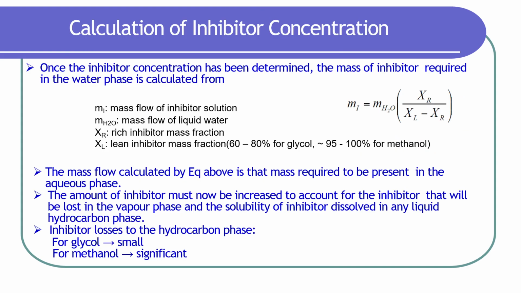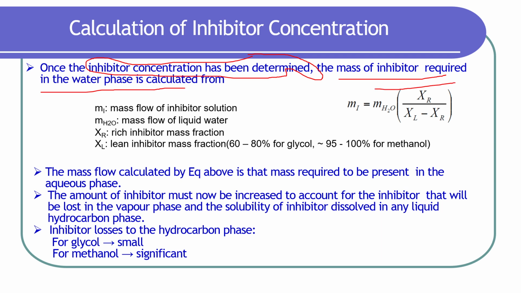Now, from the previous methods, using the 3 methods that you have learned before, you have calculated the concentration of the inhibitors. Now you need to calculate the mass of the inhibitors required to be injected into the water phase in the gas stream. Here we are talking about the same concept, but the 3 methods that we have learned, the Hammerschmidt method, Buckland method, and Carroll method, calculate the concentration of the inhibitors needed in the aqueous phase. Now we need to calculate the mass flow rate of the inhibitors needed to be injected into the solution.